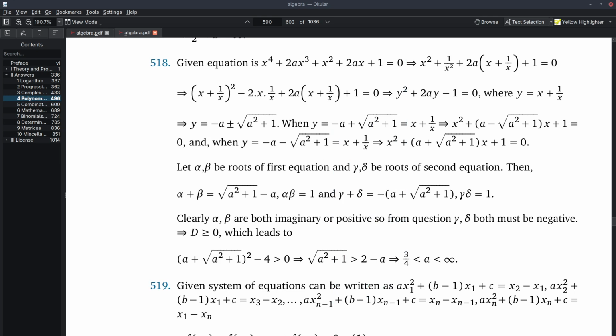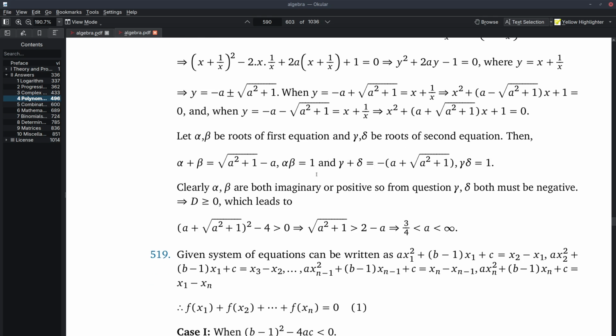We let alpha, beta be the roots of the first equation and gamma, delta be the roots of the second. So alpha plus beta for the first case becomes square root of a squared minus 1 minus a, and alpha beta is equal to 1. And gamma plus delta becomes minus a plus square root of a squared minus 1 plus 1, and gamma delta is 1.